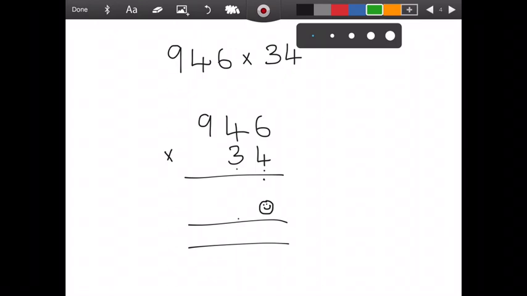Okay, let's see how you got on. We start off as always with the ones. 6 times 4 is 24, carry the 2.